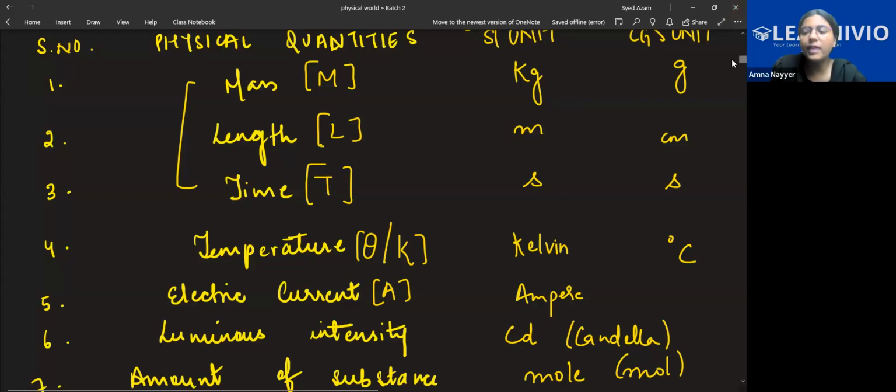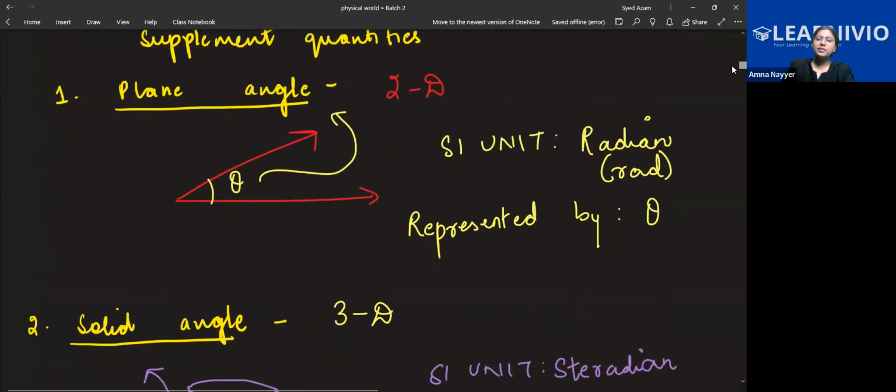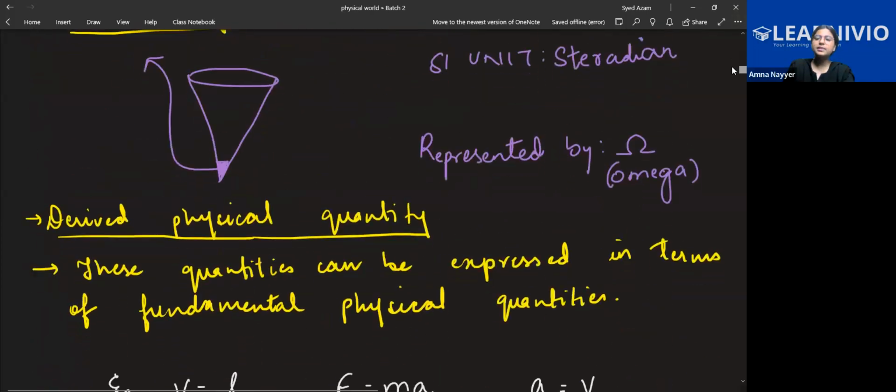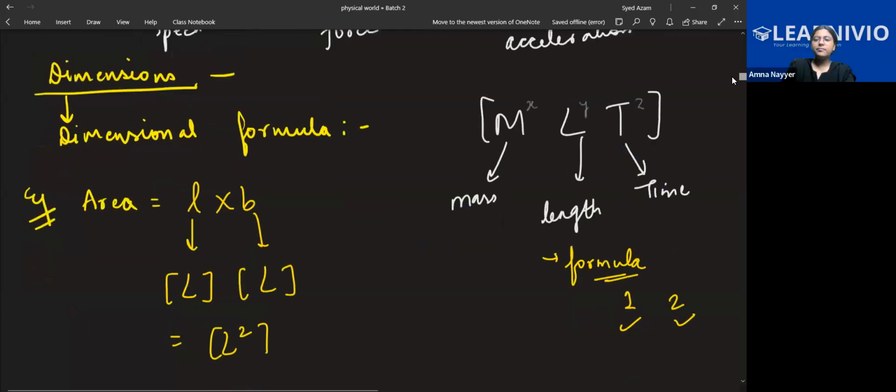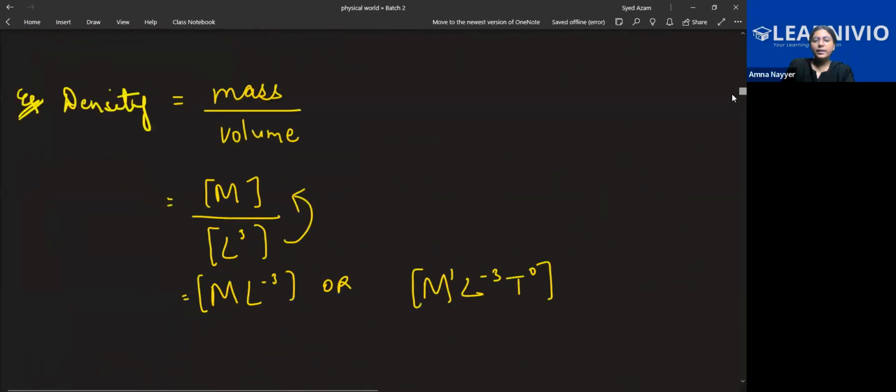And what were the 2 supplementary quantities? Can you tell me those 2? These were 7 fundamental. 2 supplementary quantities were also there. Angles. Plane angle and solid angle. Remember? 2 supplementary quantities we discussed. Anyways, let's continue with this.